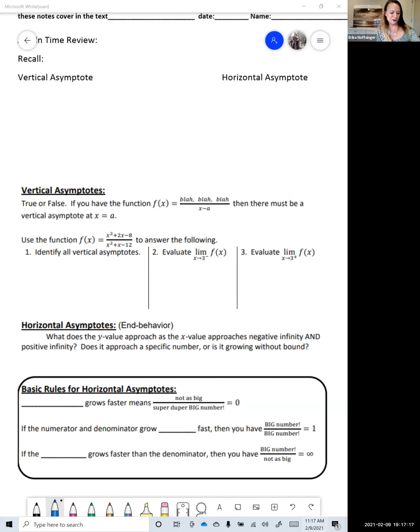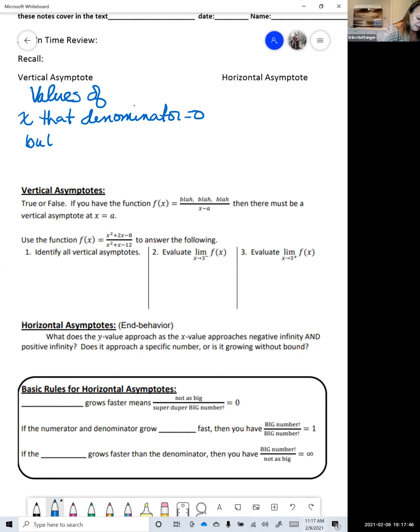We're looking at vertical and horizontal asymptotes, and we just defined what they were. How do you find the vertical asymptotes? These are values of x that set the denominator equal to 0, but not also the numerator.